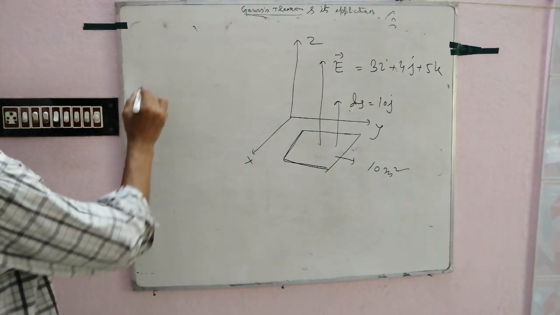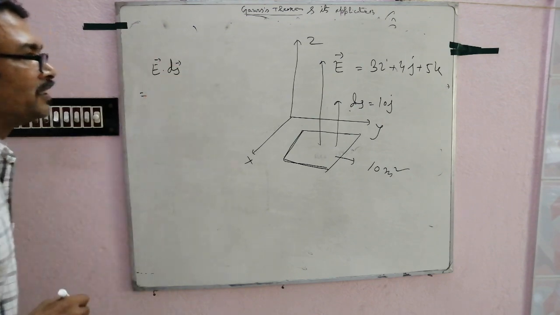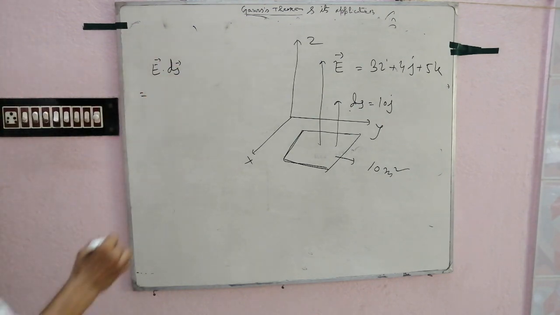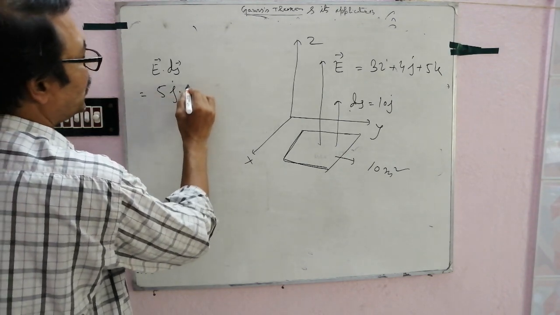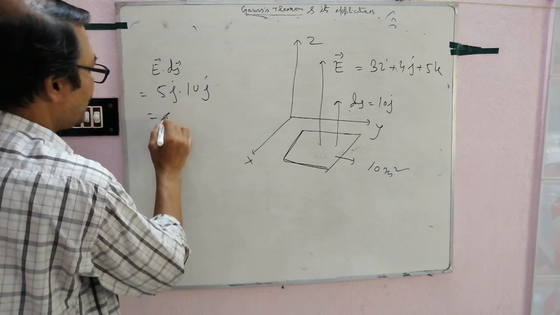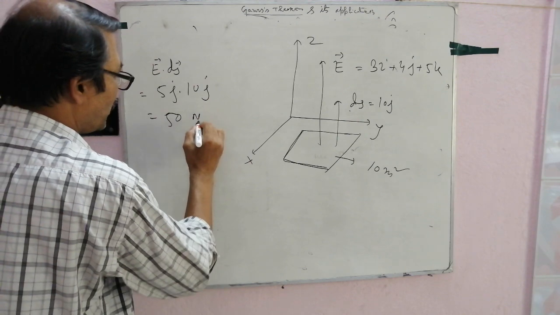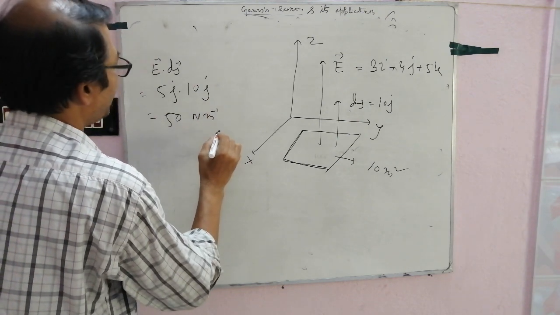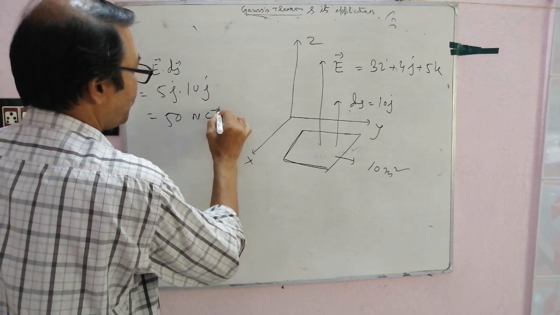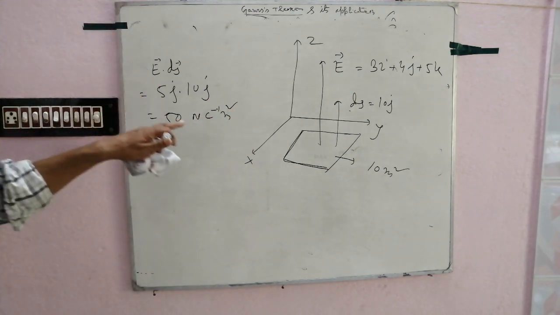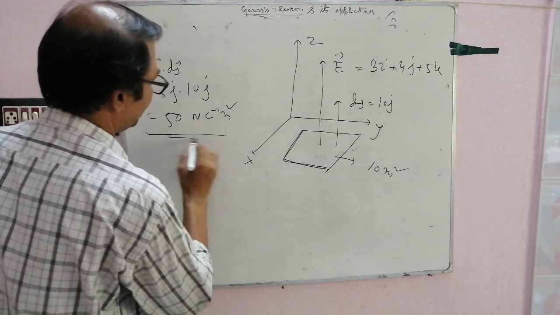So what will be the flux? E dot ds. E and ds are in the same direction. So 5k dot 10k, that is 50 units, Newton per coulomb into meter square. The value of E is in Newton per coulomb, and the area ds in meter square. This is the total flux.